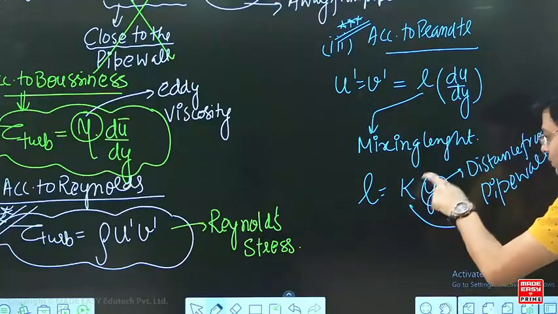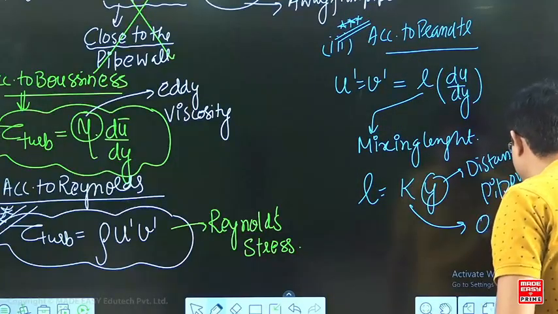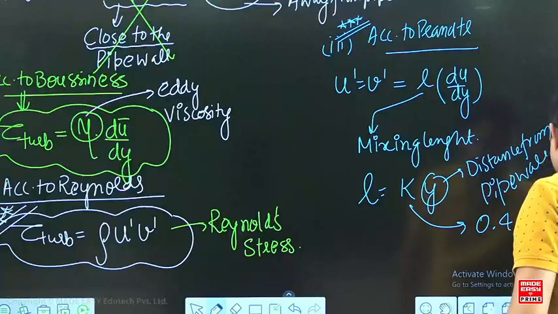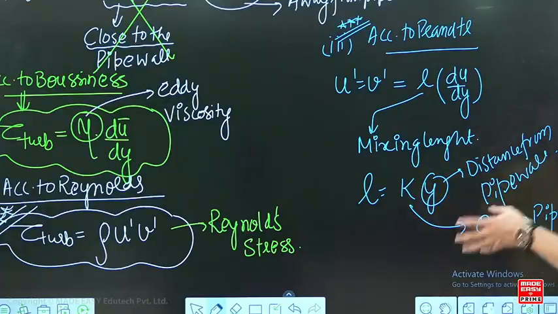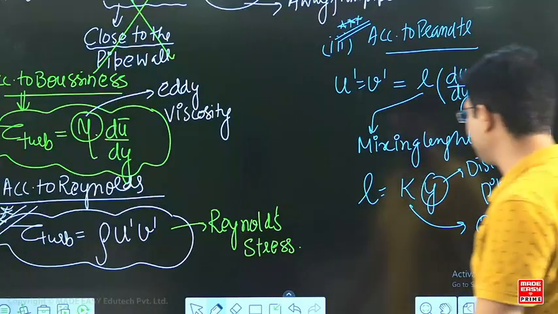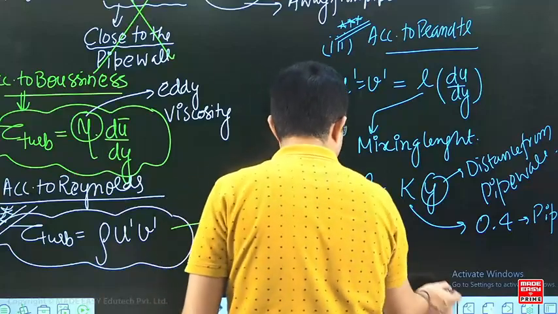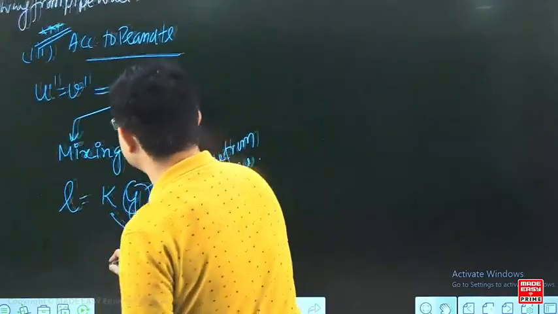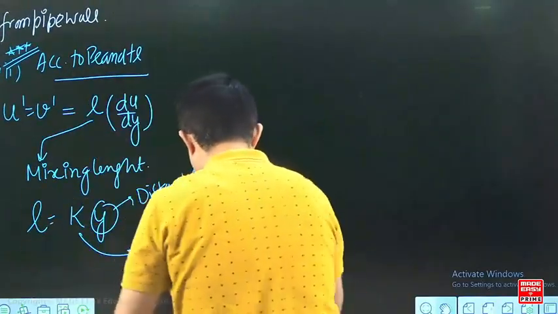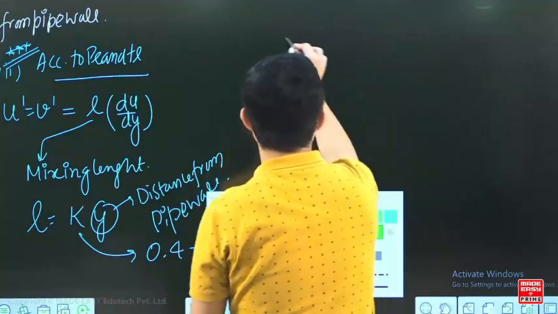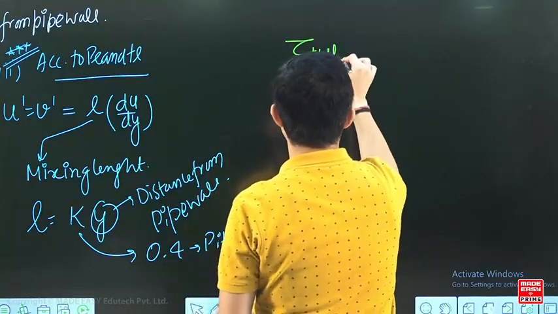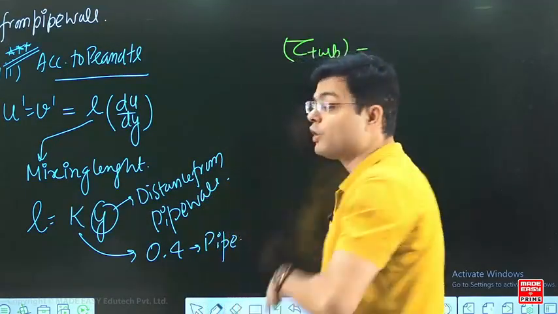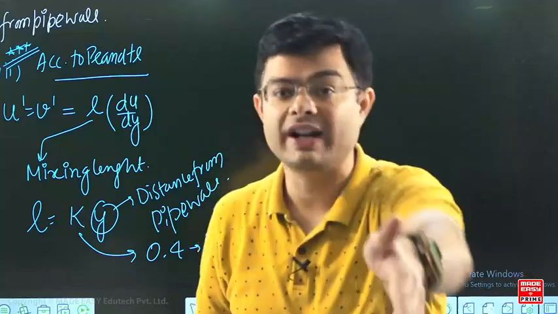From his experiments, he found the value of k as 0.4 for a pipe. Wonderful. So if we go by this logic, then tau turbulent, which was given by Prandtl, was rho u dash v dash.